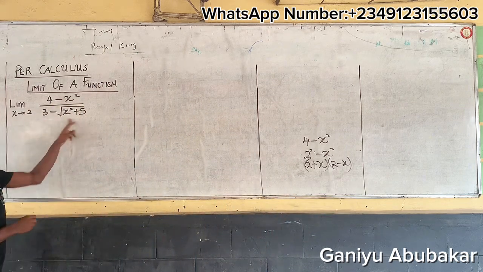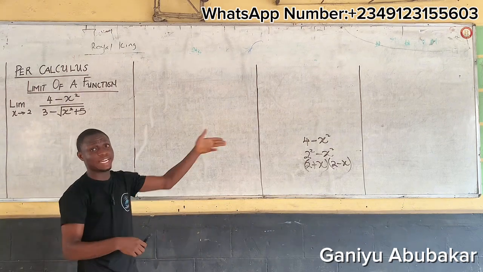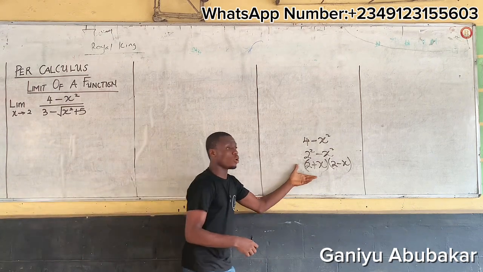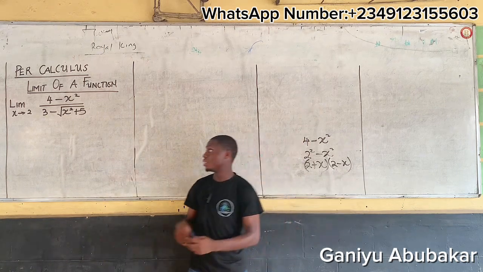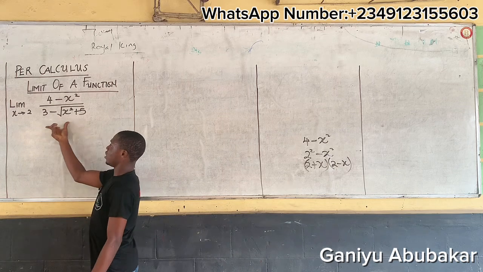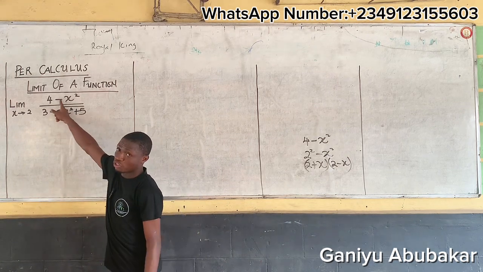But mind you, if I put this expression here, observe that nothing will cancel out, right? Unlike the previous example just earlier, when we used the difference of two squares, something cancelled out. But if I put this expression here, nothing can cancel out. So in that case, I will not use the difference of two squares here.